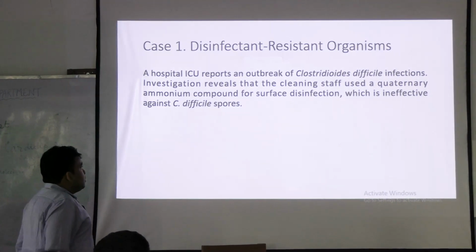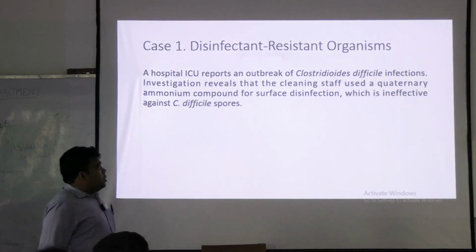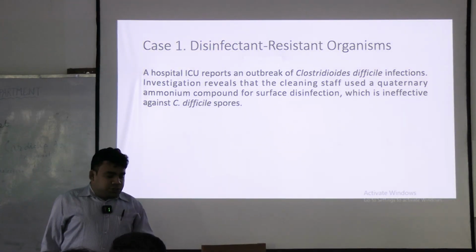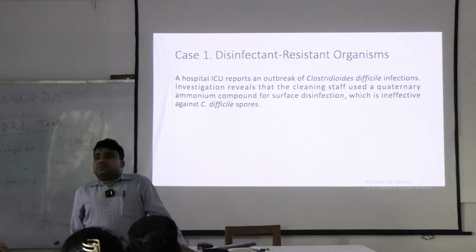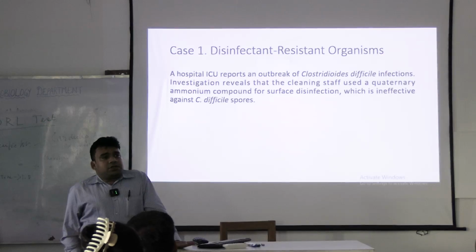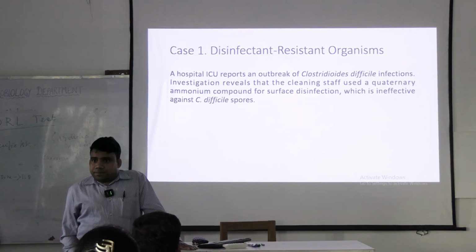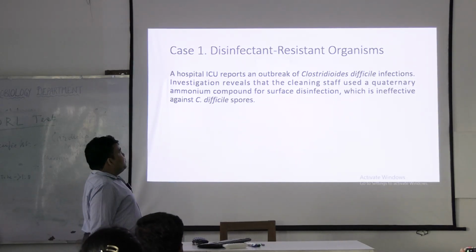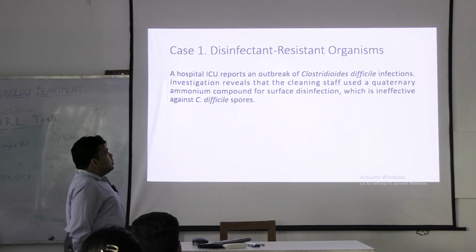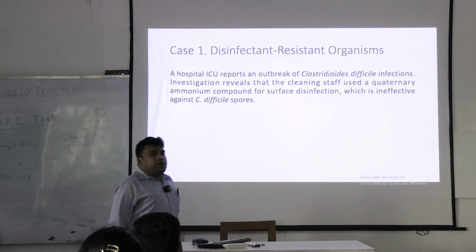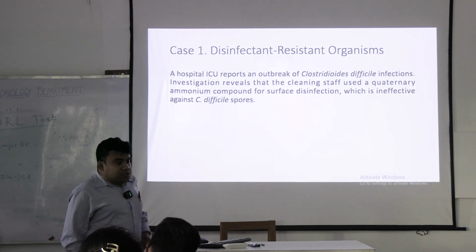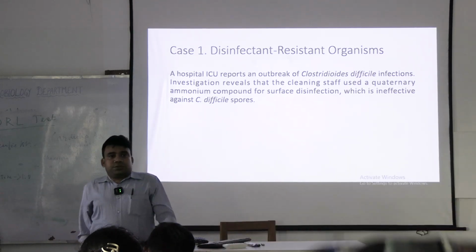So in a hospital, the ICU reports an outbreak of Clostridium difficile infections. Now Clostridium difficile is a gram positive bacteria which is commonly associated with hospital acquired infection, and it causes diarrhea associated disease. Okay. Now these kinds of infections are going on in an ICU. The investigation done by the team shows that the quaternary ammonium compound that was used to clean the ICU is not effective, especially for C. difficile spores.